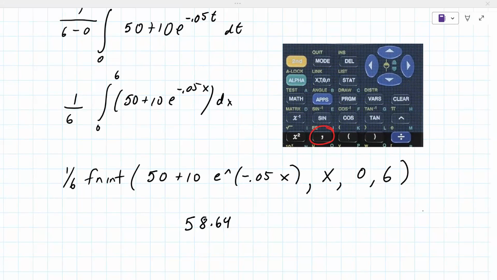So if you want to try that a couple of times. Okay, I got 53.16. You got this 1/6 and 50 plus 10e, parentheses around that, all that. 6. Yeah.